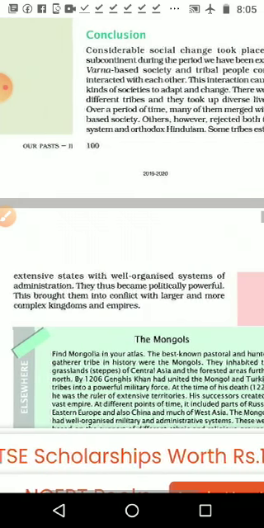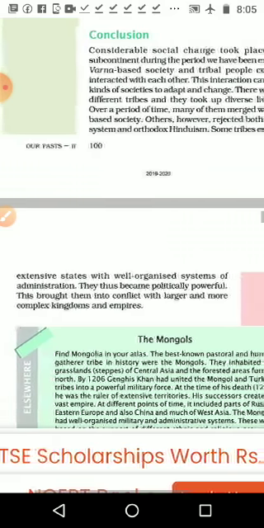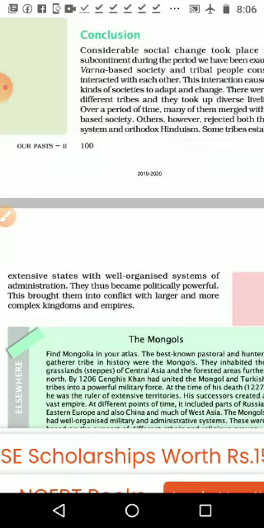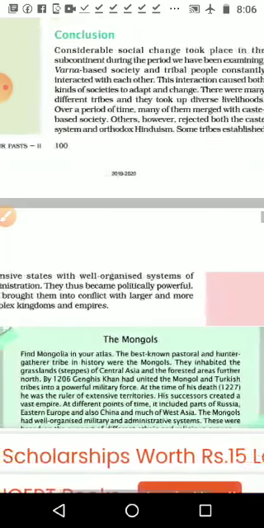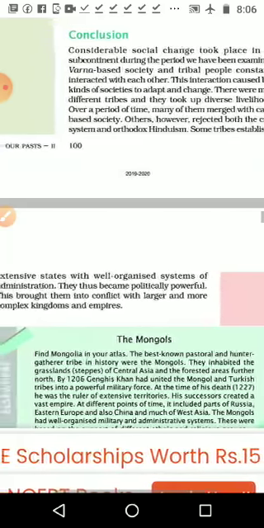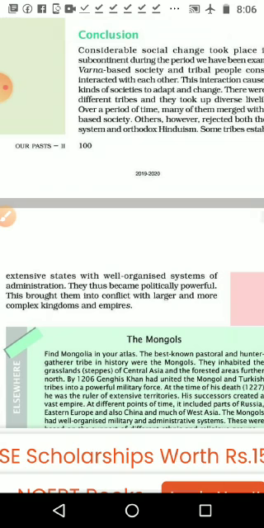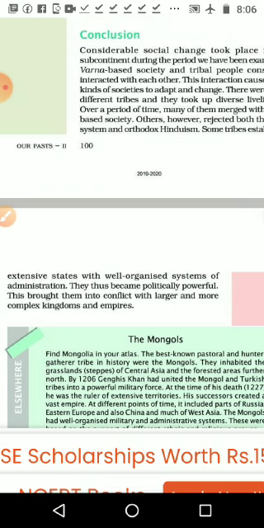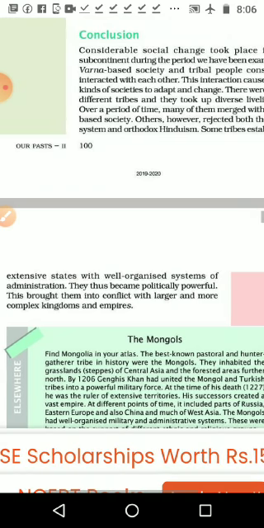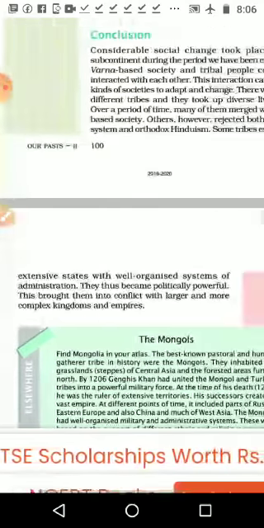This brought them into conflict with larger and more complex kingdoms and empires. We can see that. When they became more powerful politically, other kings came and attacked them. We have seen the Mughals attack the Ahams, and the Ahams were defeated, but the Mughals were not able to continue for a long time. Even with the Gonds, we have seen the same condition.